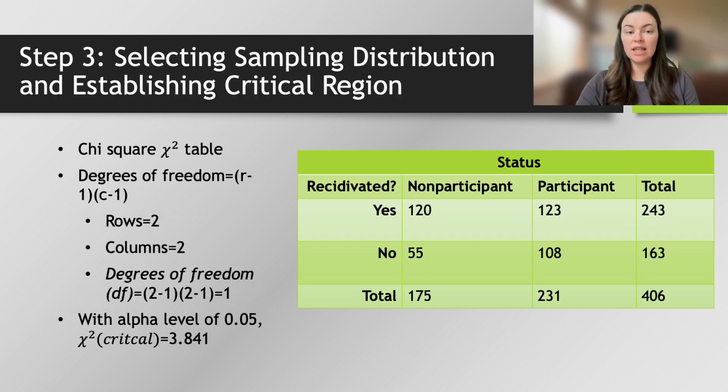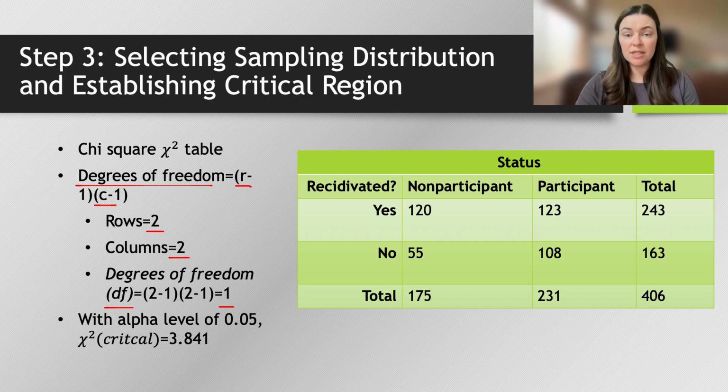Our third step is to select our sampling distribution and establish our critical region. We know anytime we are working with two categorical variables that we will be using a chi-square distribution. So the only other thing we have to do is establish our critical region. Keep in mind that this is a different step for chi-square because we first need to determine our degrees of freedom. The way we go about that is by taking our row total minus 1 and multiplying that by our column total minus 1. For this particular example, we are working with a 2x2 bivariate table, and so we have 2 rows and 2 columns. And so in this case, our ultimate degrees of freedom is 1.